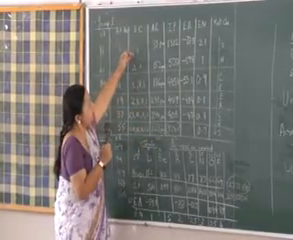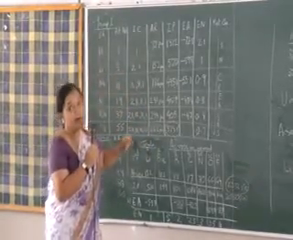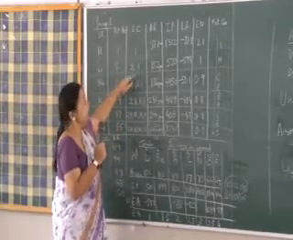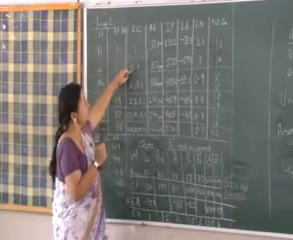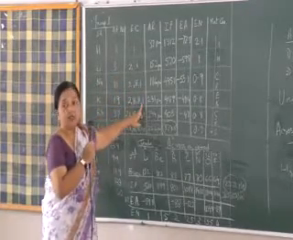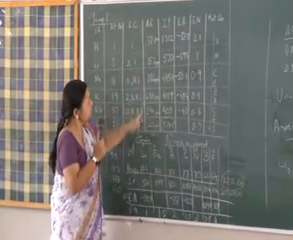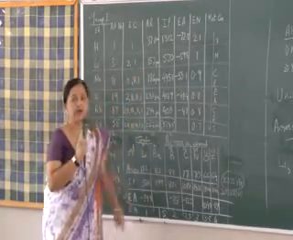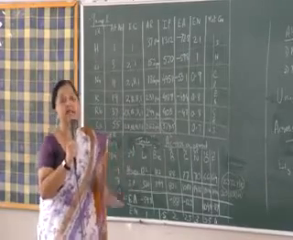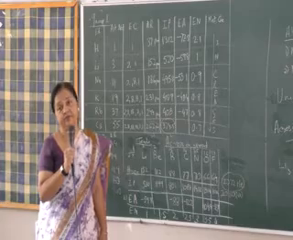Now we see the trend: as we move down a group, what is happening? The shells are being added. Here there's only one shell, here there are 2 shells, here there are 3 shells, here there are 4 shells. So with addition of each shell, the valence electron remains the same, 1 electron. But with the addition of each shell, what happens? The distance of the valence electron keeps on moving away from the nucleus.